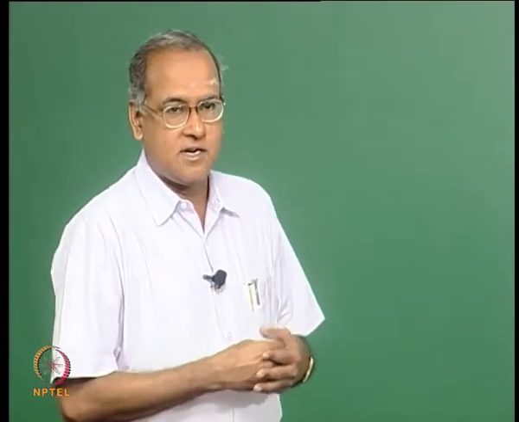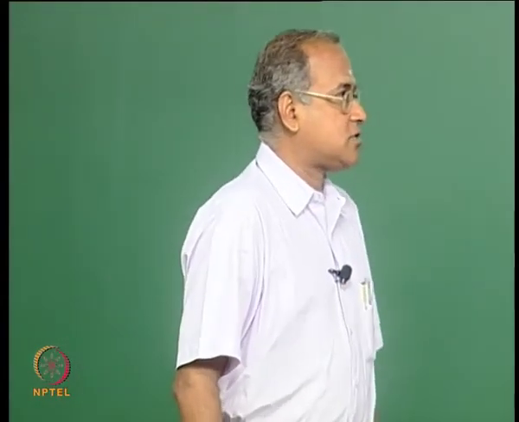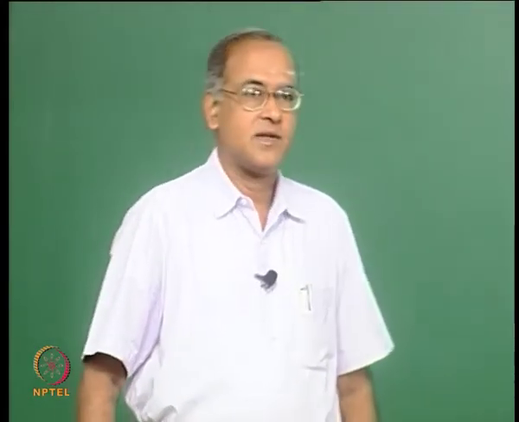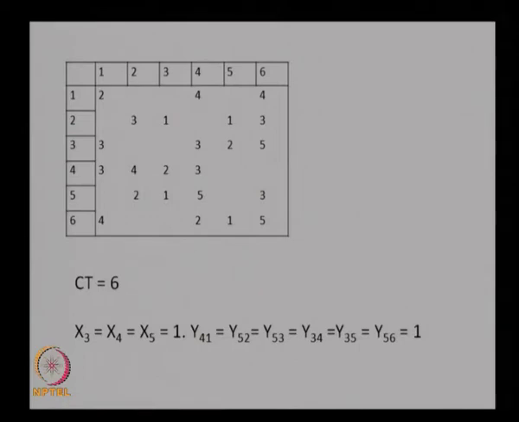Now, the decision is which are the machines to be chosen, or what is the minimum number of machines to be chosen such that all operations are performed or carried out using these machines, and the cycle time or time taken on each of the machines is less than or equal to 6. So, this model would be like this.